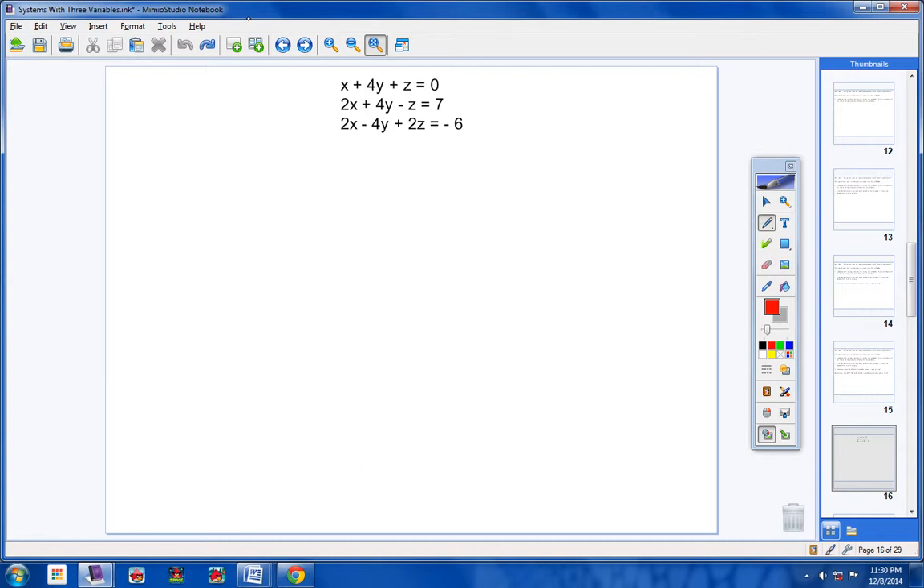Okay, students, here we go. Now, first of all, you have to choose which variable looks the easiest to get rid of. Now, for me, I think the y's look really easy because they're all 4s. So if I could just make this 4 here a negative and do some combining, I could probably get rid of the y's the easiest. So I'm choosing to get rid of my y's.